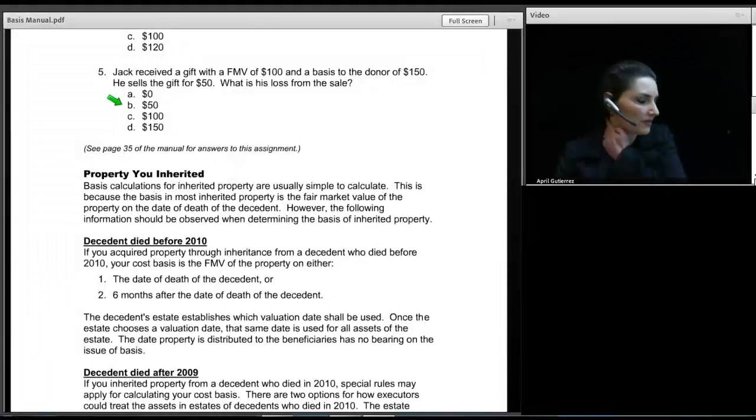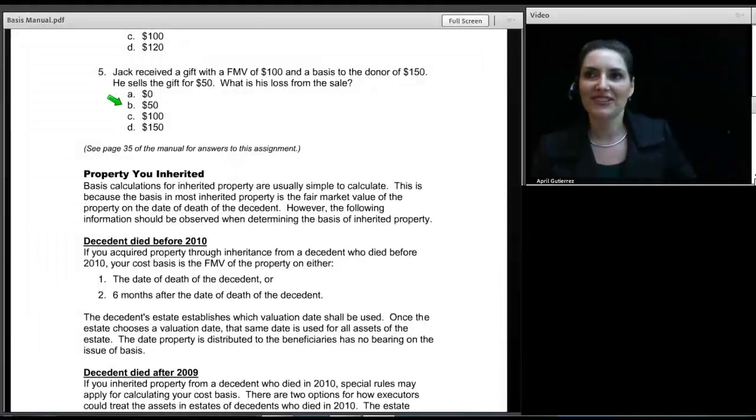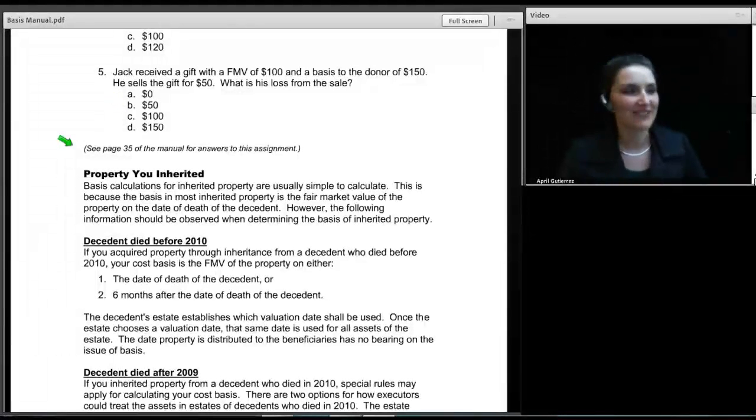And these answers, if you want to look them up after you've already forgotten today's class a week from now, are on page 35 of the manual.